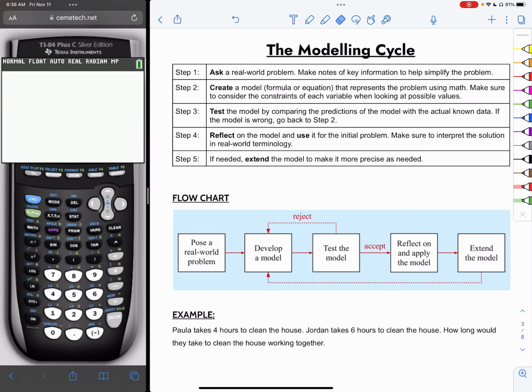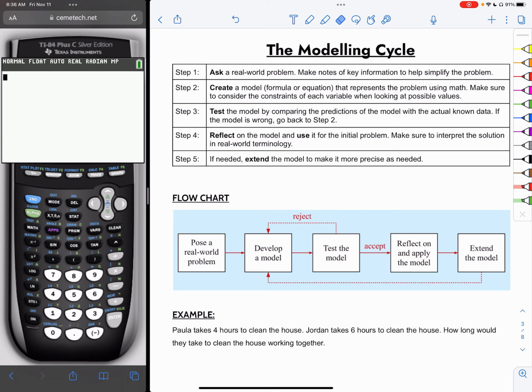Hello, today we're going to be talking about the modeling cycle and we're going to talk about linear models. So, first, looking at the modeling cycle, we have to understand that there are going to be five main steps that you take in order to solve problems.